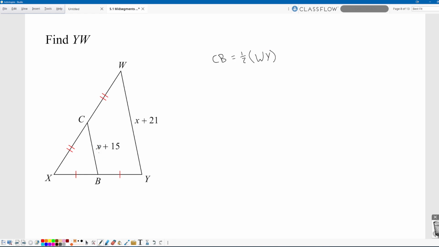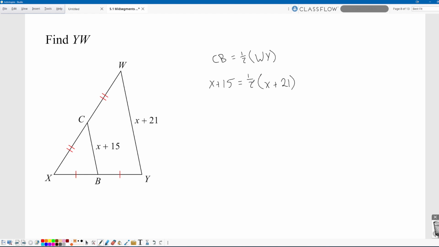So the midsegment is half of whatever it's parallel to. Well, I know CB is x plus 15, and that's equal to half x plus 21. So now I have this equation in which the first instinct for a lot of people would probably be to go ahead and distribute this half through the set of parentheses.